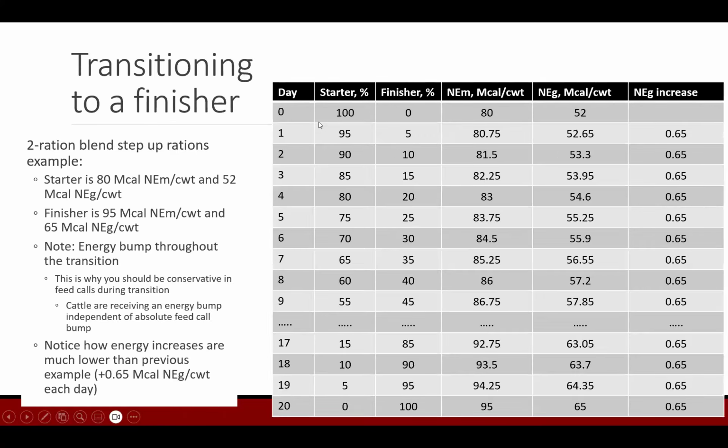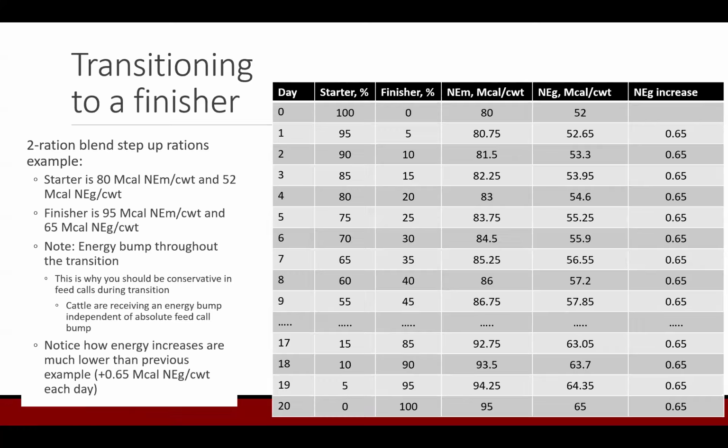Okay, so this would be an example of the 2-ration blending approach, right? The starter is 80 and 52 again. Finisher is 95 and 65. Okay, and day 0, 100% starter. They're eating a diet that's 52 megacals per hundredweight of NEG. So day 1, we now are 95% starter, 5% finisher. So in this protocol, we're increasing the amount of finisher that we're feeding by 5% every day, okay?